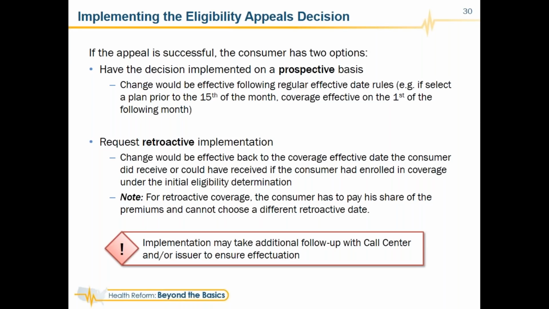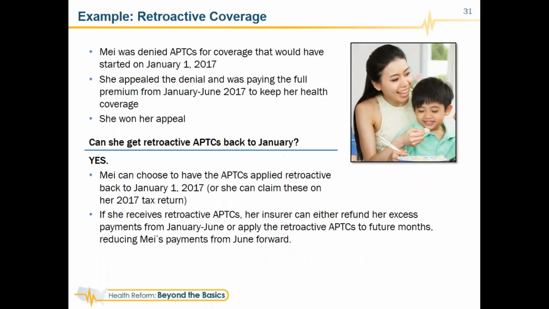Consumers have two options for implementing a favorable appeals decision. They can have it done prospectively, meaning going from the date of the decision forward, or they can have it done retroactively, which actually would take the decision all the way back to the date that the consumer applied for eligibility. So let's take a look at retroactive coverage first.